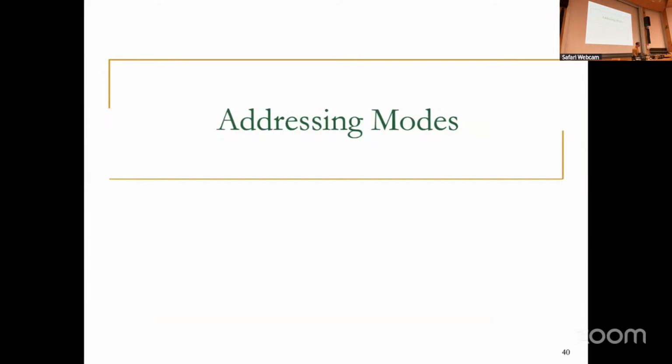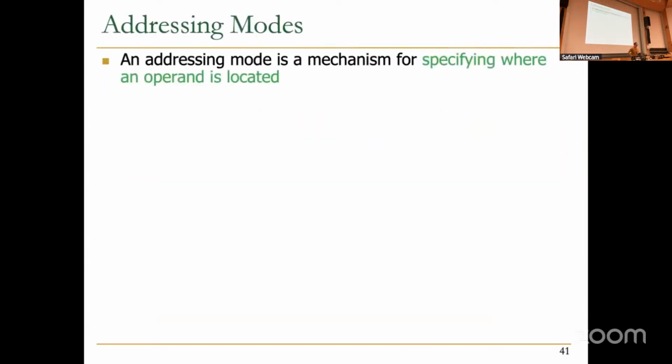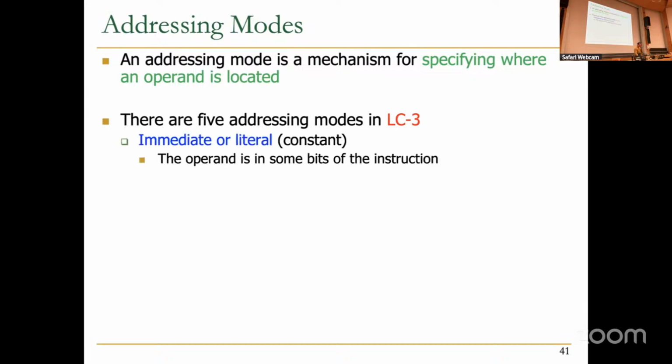Okay, addressing modes. This will make things a little bit more complicated. Essentially, addressing mode is a mechanism for specifying where an operand is located. We discussed this already. In LC3, there are actually more addressing modes than in MIPS. LC3 makes different trade-offs in this case. It's more complex. There's an immediate or literal mode. The operand is in some bits of the instruction, and we've seen this. We're going to see more of this.